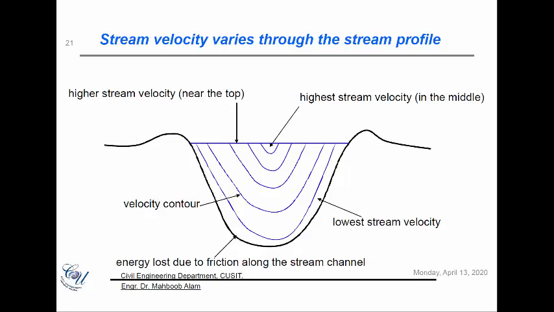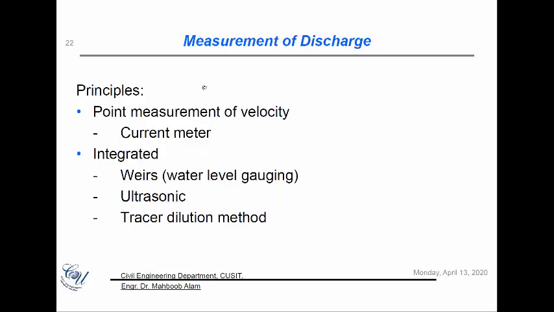And that's the reason that we have to compute the average velocity. We do not want the highest stream velocity, which is here at the top in the middle. We do not want the lowest stream velocity. We need the average velocity, and that's why, when we are computing the velocities, these velocities have to be computed at different areas, and then the average velocity has to be taken and multiplied with the cross-sectional area.